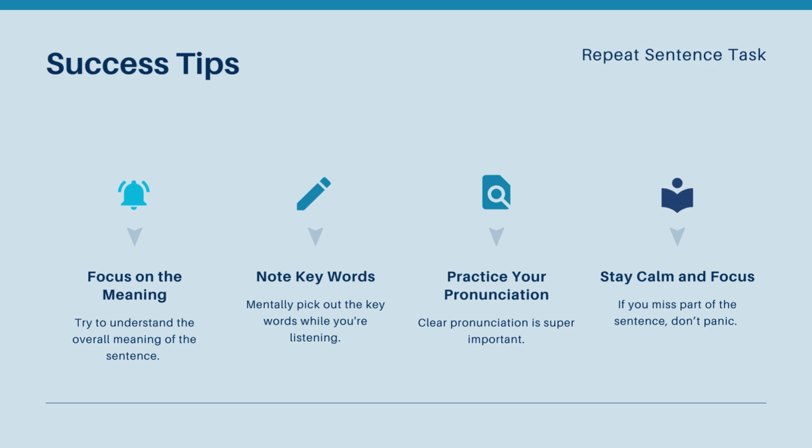The third is to practice your pronunciation. Clear pronunciation is super, super important. So practice speaking a variety of sentences to get better. And the last one is to stay calm and focused. If you miss part of the sentence, do not panic. Just focus on saying what you remember as accurately as possible. Staying calm helps you perform better.